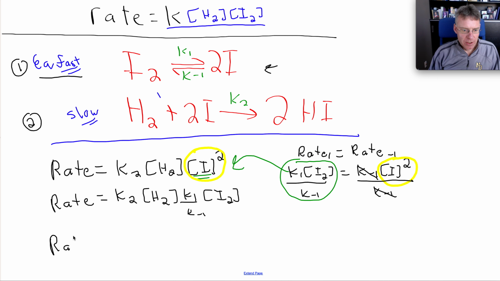Let's just rearrange this a little bit. So the rate equals, let's collect all these K's. We got K1, we got K minus 1, we've got K2, and we've got our concentration of hydrogen and our concentration of molecular iodine. And that matches our expected rate law. We just know a little bit more about this K value. This lumped-in K is not just K2. The rate law is constant.